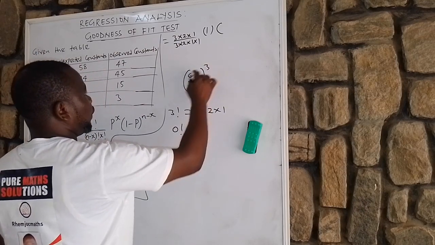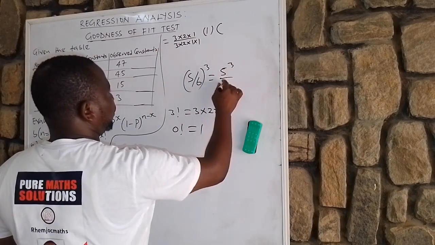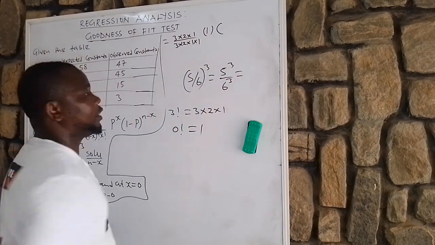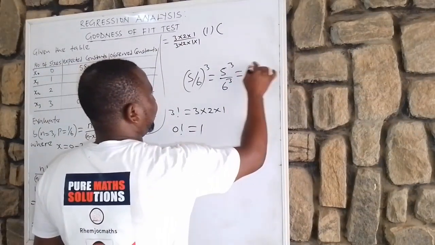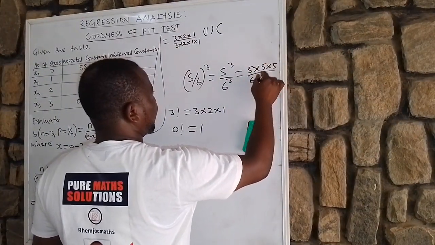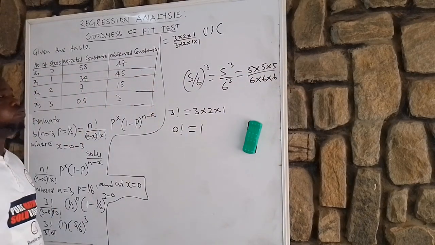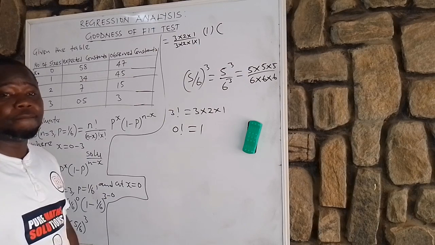when we have all in bracket raised to 5 all over 6. This means that 5 raised to the power of 3 all over 6 raised to the power of 3. And this is the same thing as 5 times 5 times 5 all over 6 times 6 times 6. Is that clear?